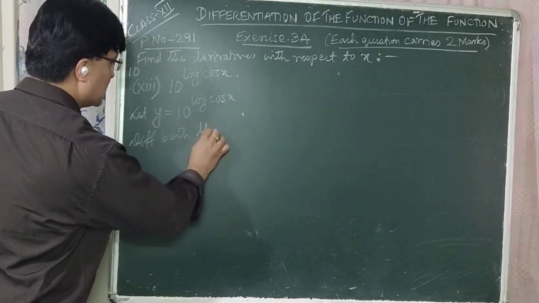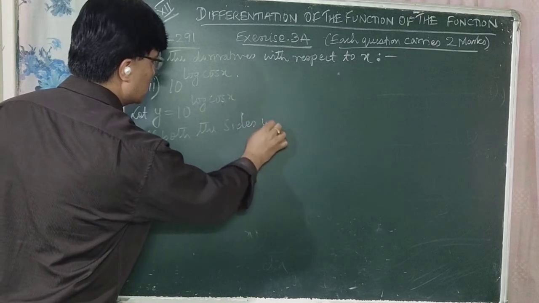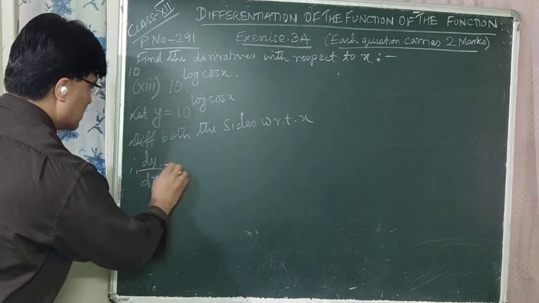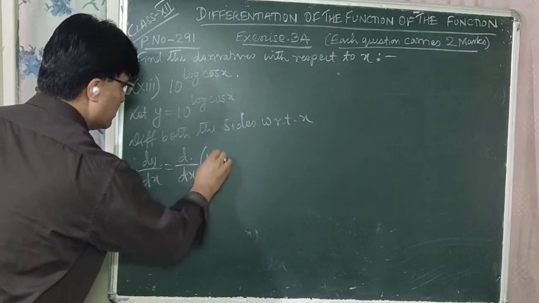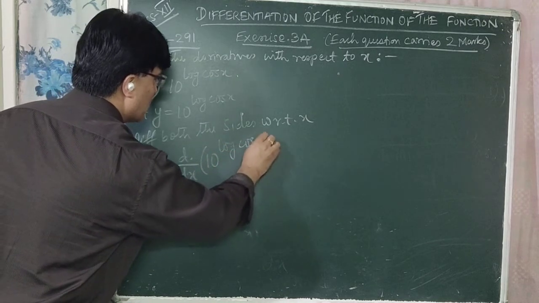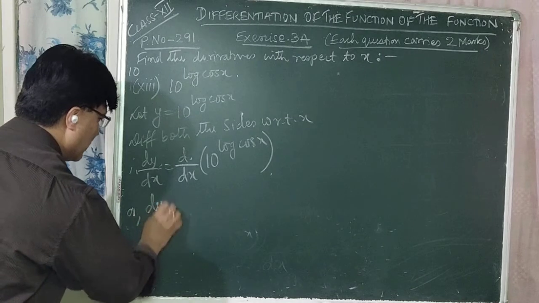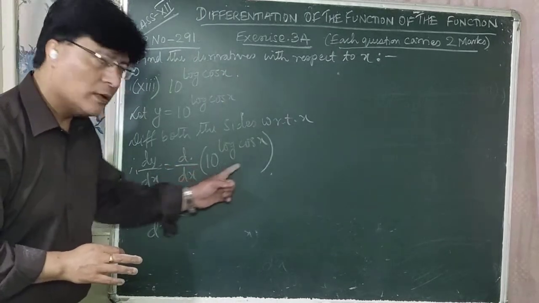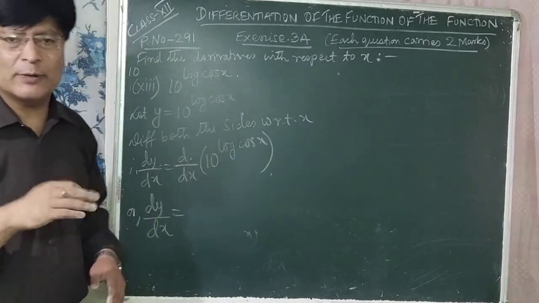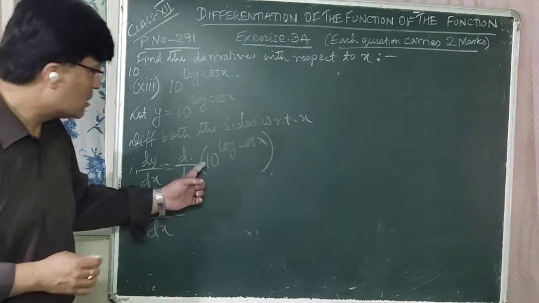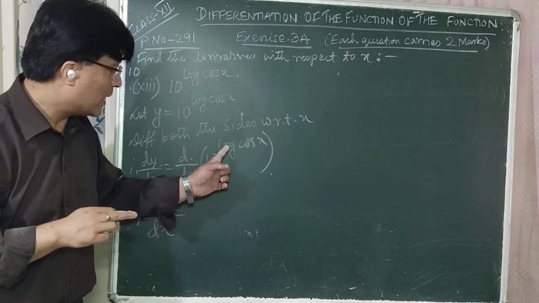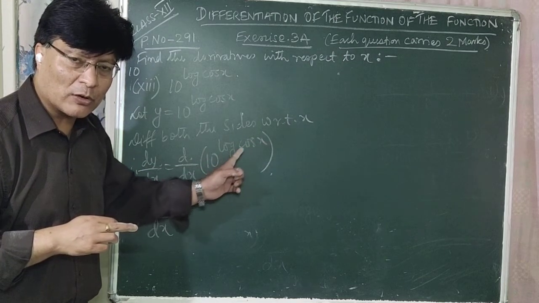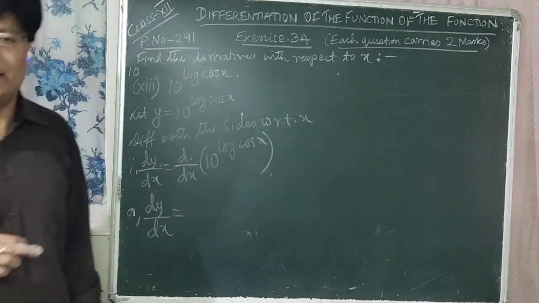Differentiating both the sides with respect to x. So dy by dx is equal to d by dx of 10 to the power log cos x. In order to differentiate it, what should you take this function as? Since 10 is constant, you should take it as a, and log cos x is here, so this is a variable x. So 10 to the power log cos x, you should take it as a to the power x, right?